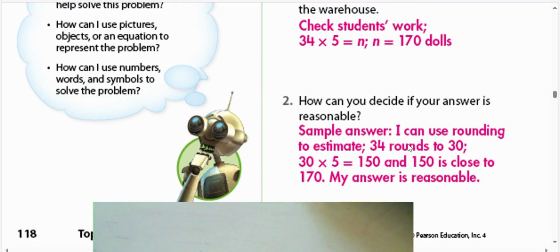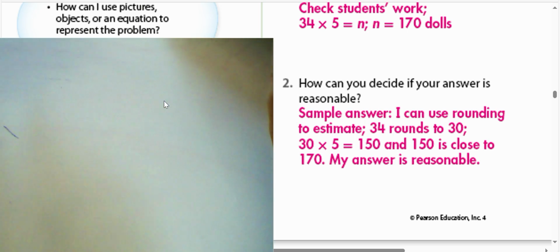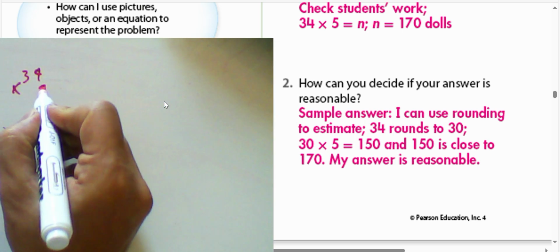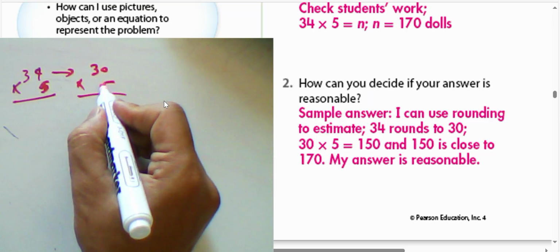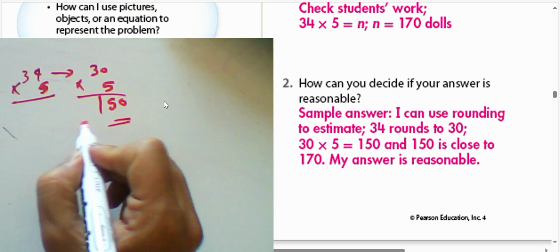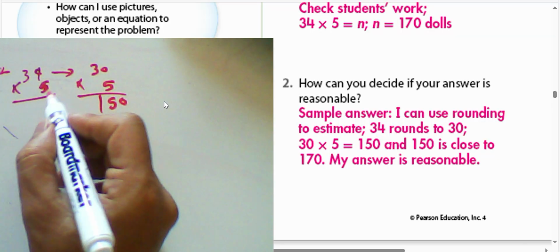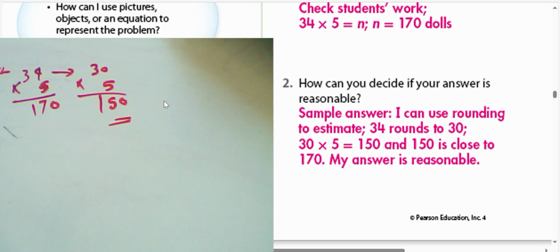You know, this question again asked about 34 and 5, asking whether the answer is reasonable or not. You can write 34 times 5. 34 is nearest to 30, and the product is 150. But the actual answer: 4 times 5 is 20, write 0 and carry 2. 3 times 5 is 15, plus 2 equals 17. Then the number 150 is near 170.